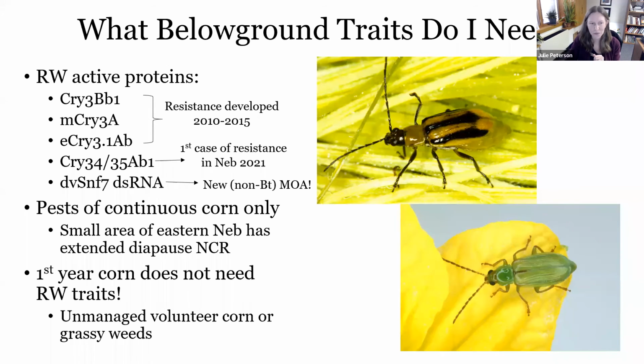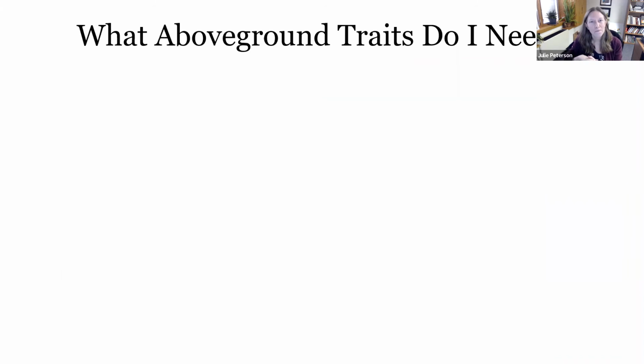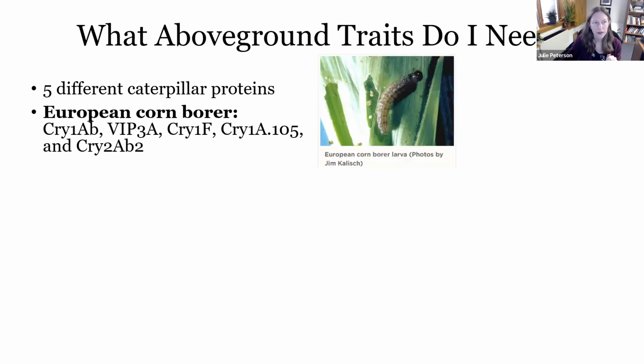so that shouldn't be a concern. Okay, next, moving from below ground to above ground, thinking about which above ground traits are needed. There are 5 different types of proteins that affect caterpillars, and these are totally different ones than the ones that affect the rootworms.